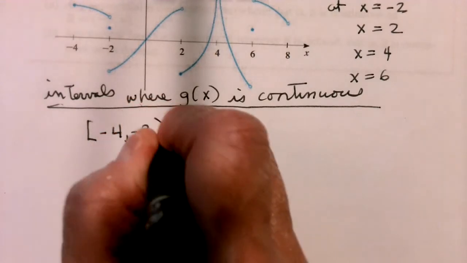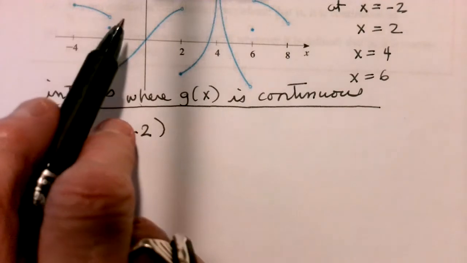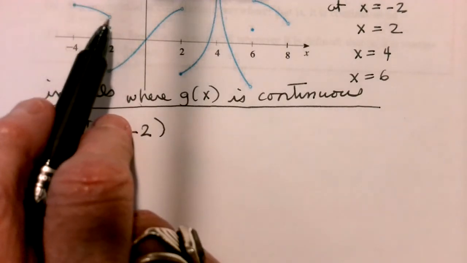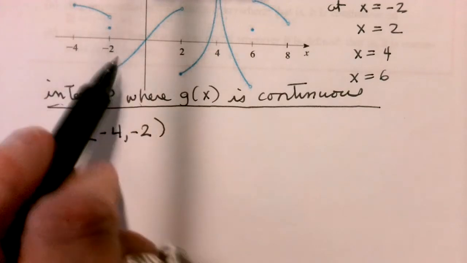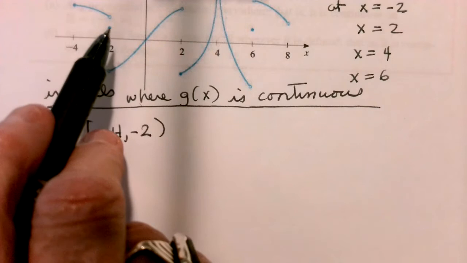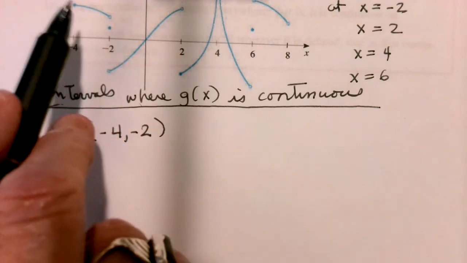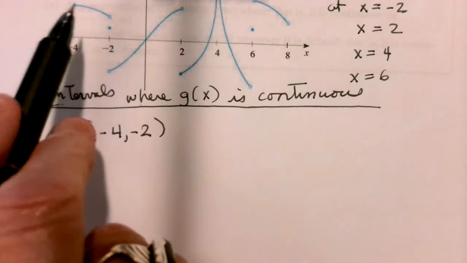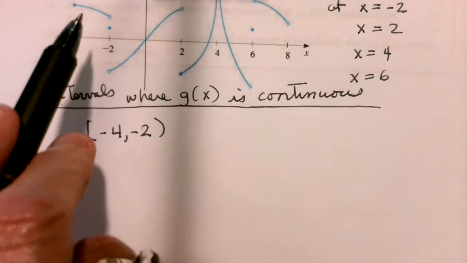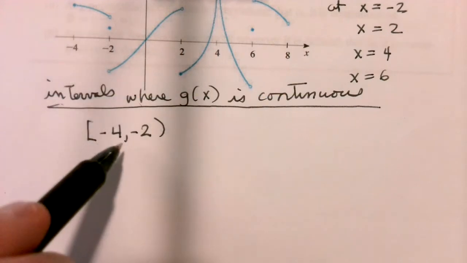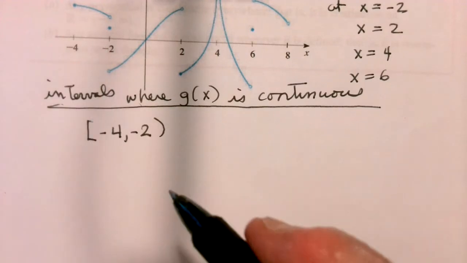Now, why did I put the brackets like this? Because there's a solid dot at -4 and there's an open dot at -2 in this interval. Now, there's the function value. We know that's a discontinuity right there. But we're talking about whether every point in this interval is continuous. So from -4, we do include the endpoint, and then all the way up to -2.